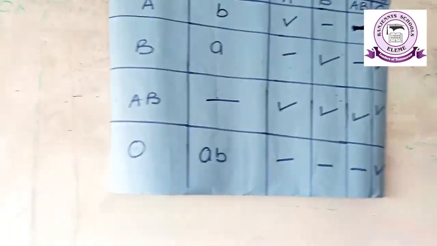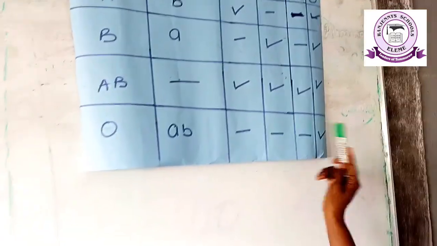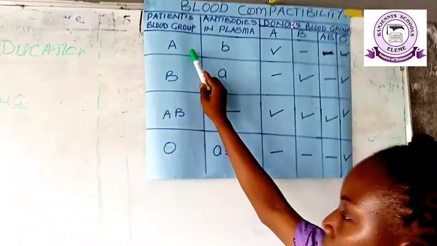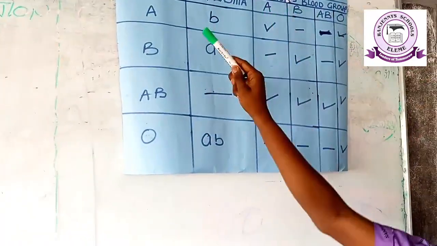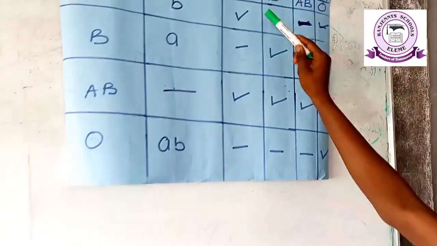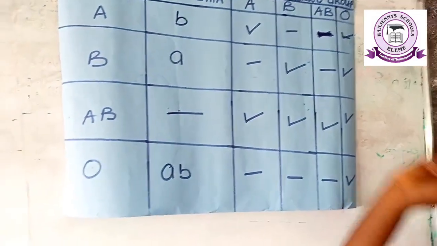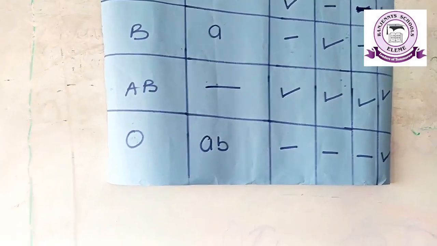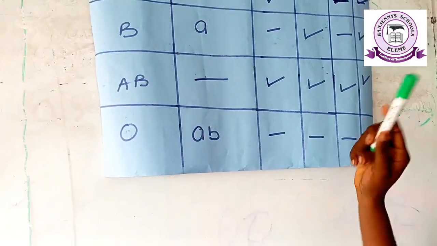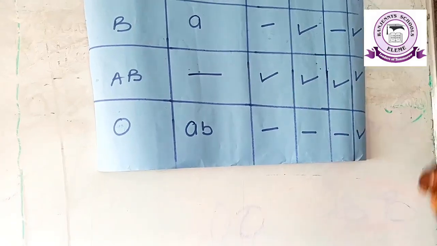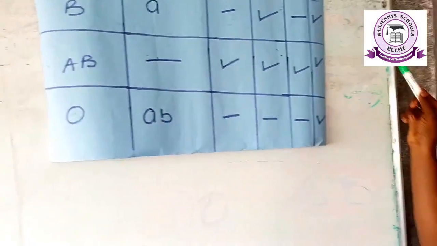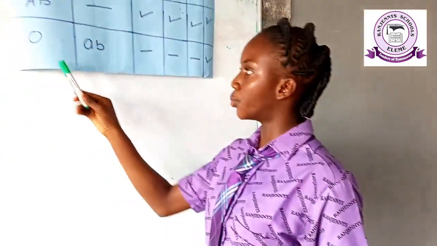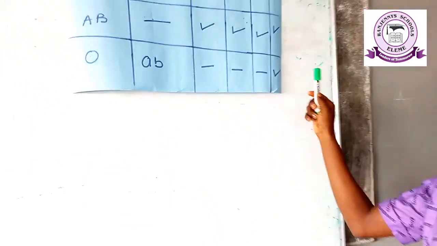Every tick represents that the blood is compatible, and each minus represents that the blood is incompatible. The patient's blood group is group A. A patient with blood group A can receive blood from group A and group O. A patient with blood group B can receive blood from group B and group O. A patient with blood group AB can receive blood from group A, group B, group AB and group O because it has no antibody in the plasma. And a patient with blood group O can receive blood from only blood group O.